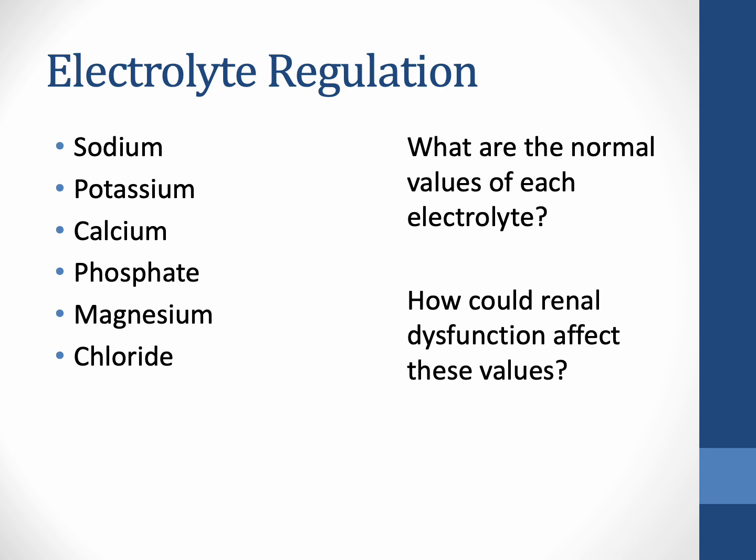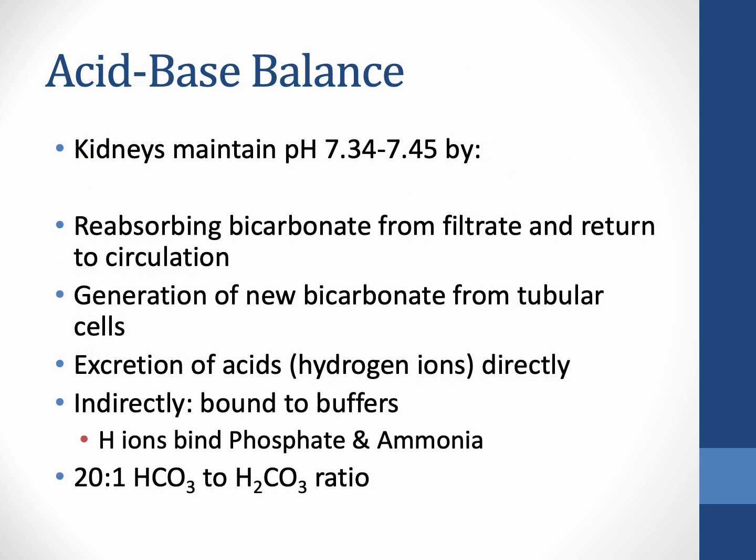Chloride imbalances may occur, contributing to acid-base disturbances such as metabolic acidosis. The kidneys help maintain a blood pH of 7.35 to 7.45. They also reabsorb bicarbonate from the filtrate and return it to the bloodstream. The new bicarbonate is generated in tubular cells. Your acids, or your hydrogen protons, are excreted directly or indirectly by binding to buffers like phosphate and ammonia.